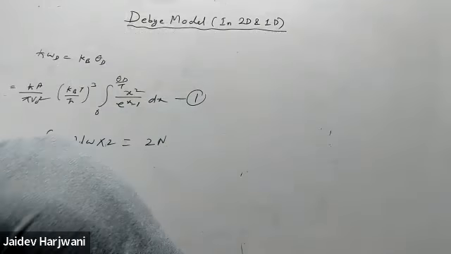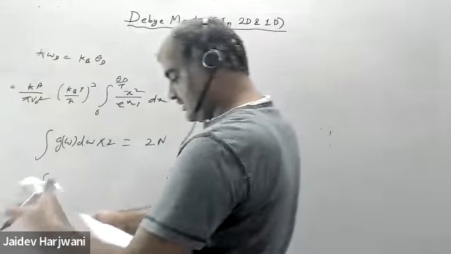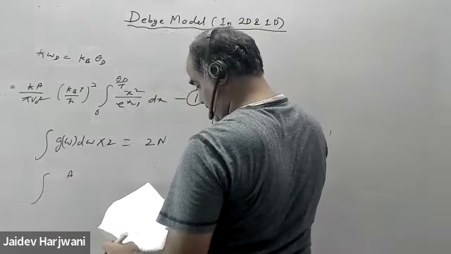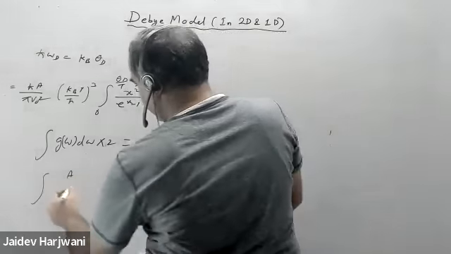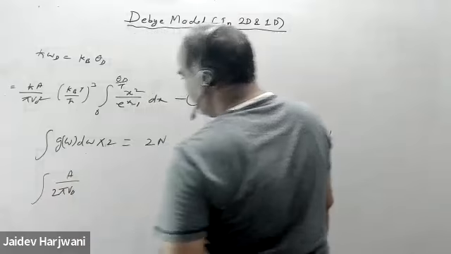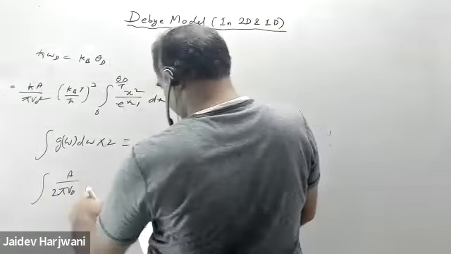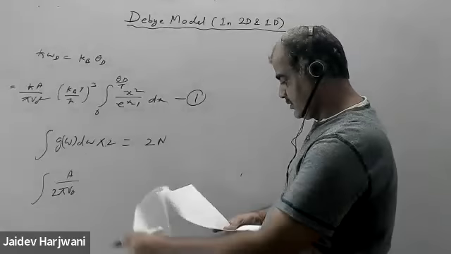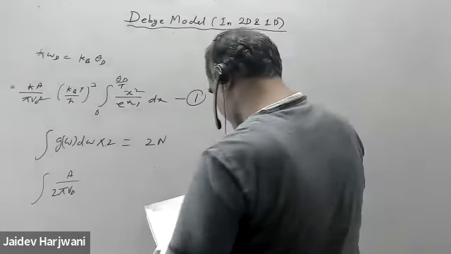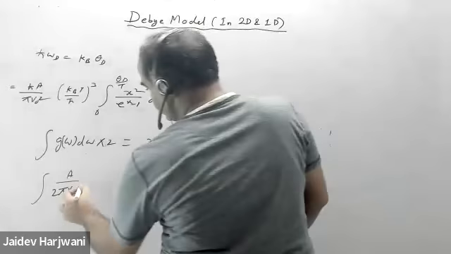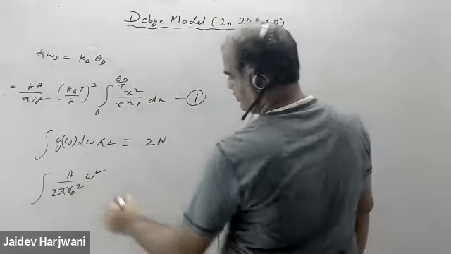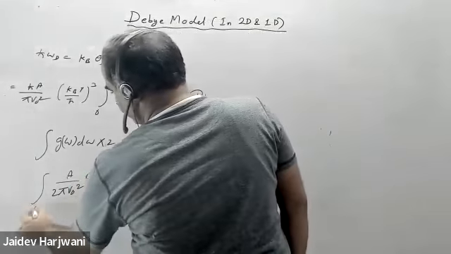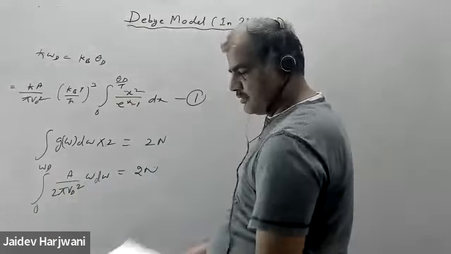So this will give me what? What is the formula of density of states? The formula of density of states was A upon 2πv₀², multiplied by ω dω. Not ω squared, only ω dω, since that is for 3D. Omega dω in 2D. This is equal to 2N, and the limits are 0 to ω_D. So solve this.